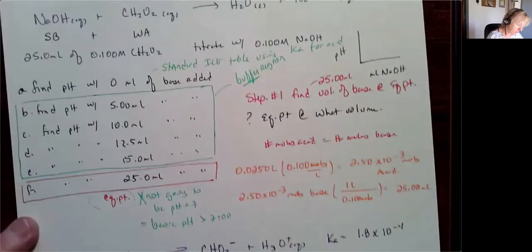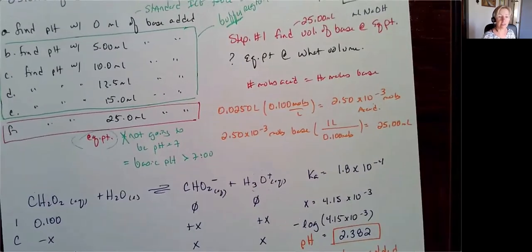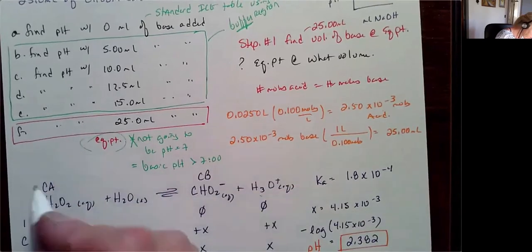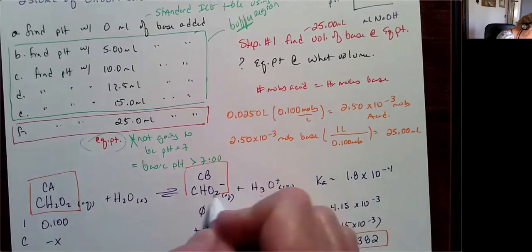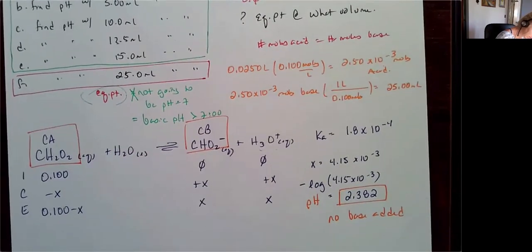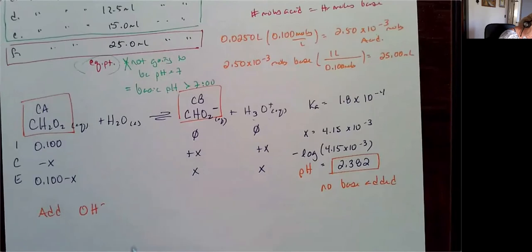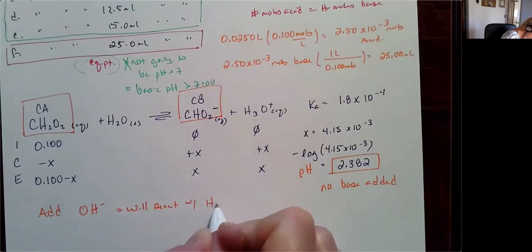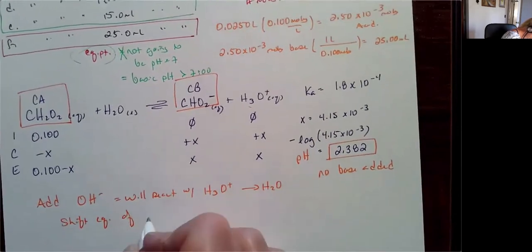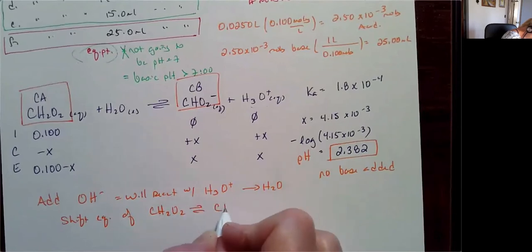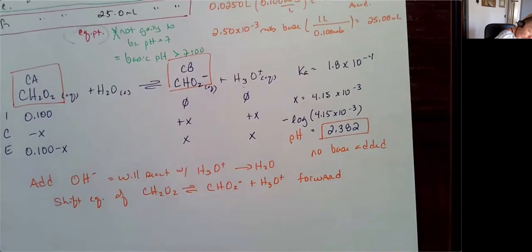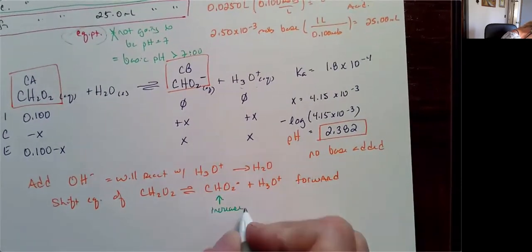All right, now once I start adding in base, I have a scenario where I have conjugate acid and conjugate base present, and I'm going to have a small amount of buffering happening. When I add in base, it's going to react with this. It's going to shift my equilibrium this way. So once I start adding in hydroxide, the hydroxide is going to react with the H3O plus to form water. That's going to shift my equilibrium of my CH2O2 to CHO2 minus plus H3O plus forward. So I'm going to produce more of this. This will increase, and this is going to decrease.